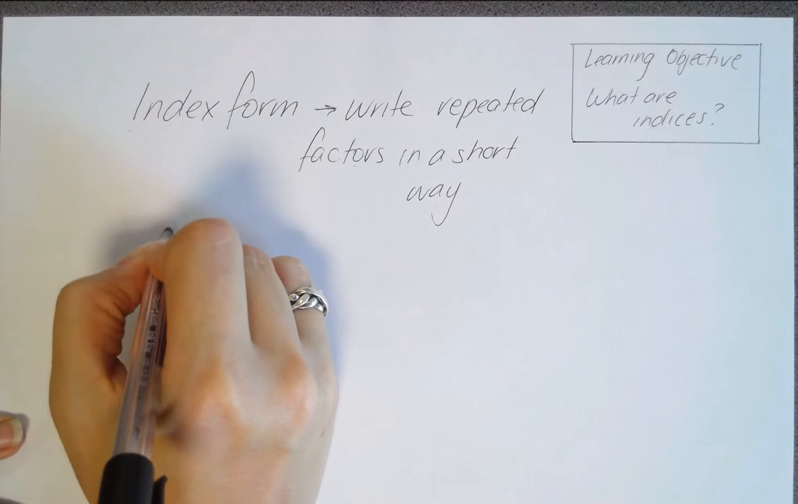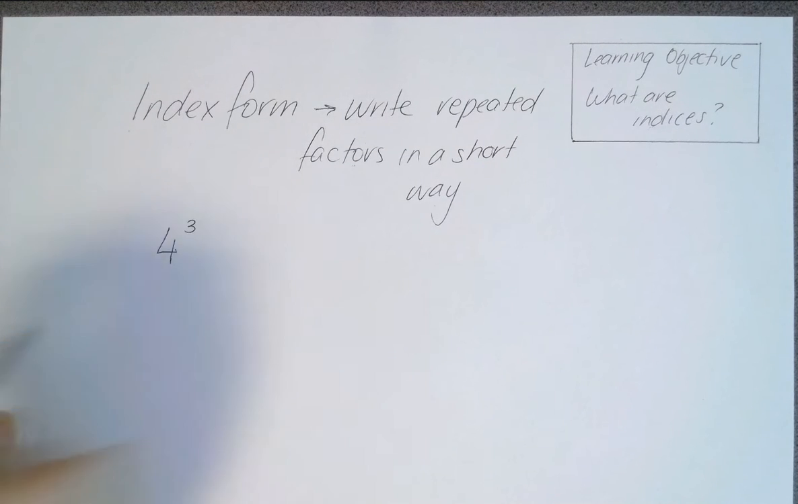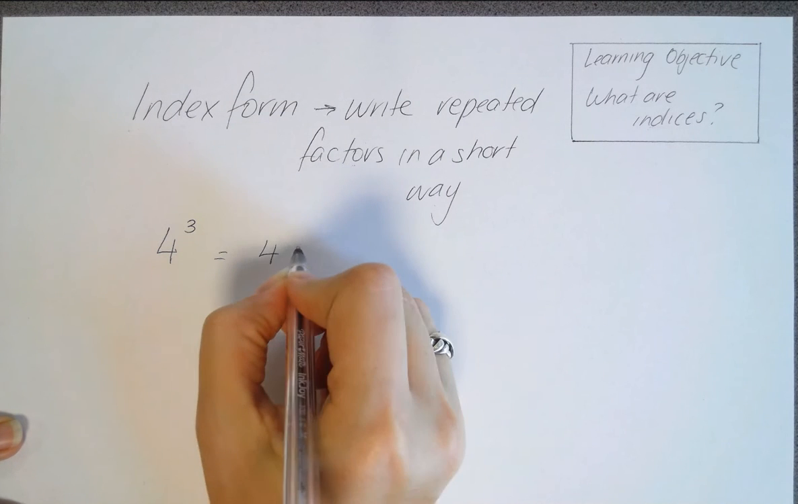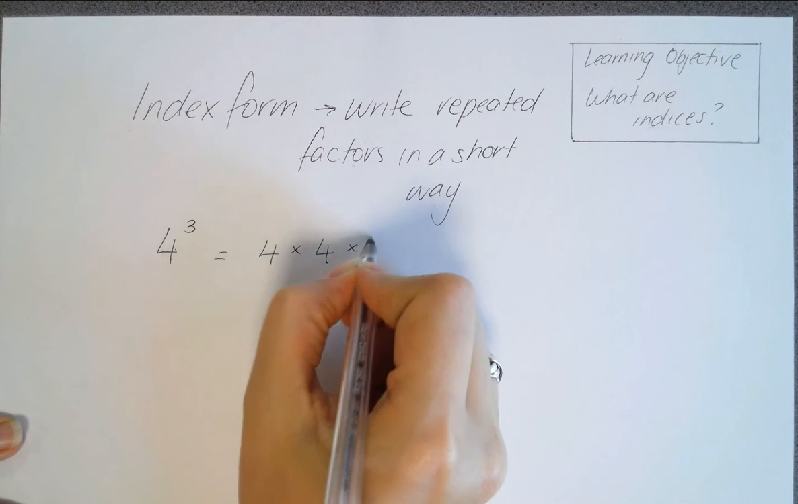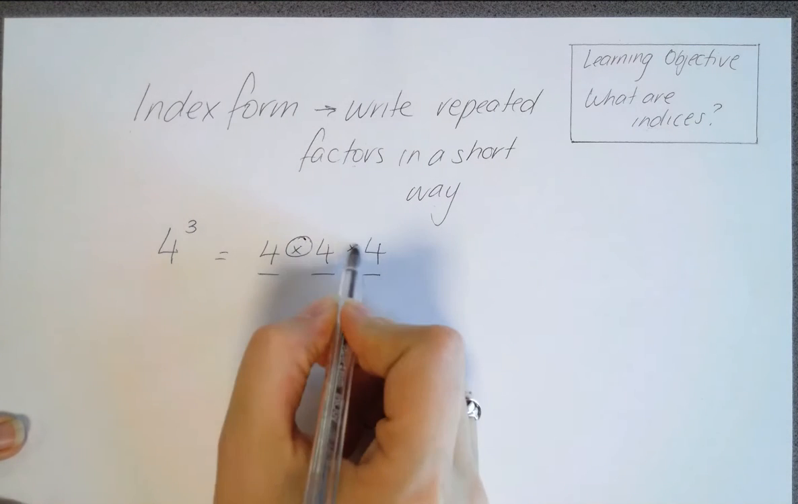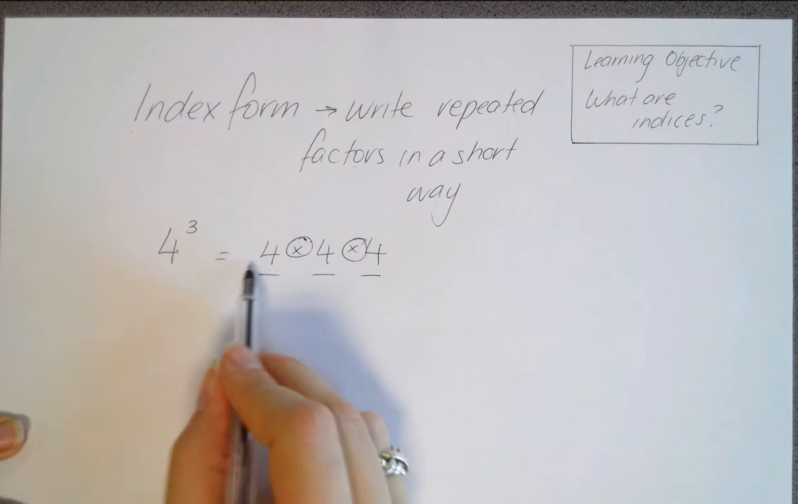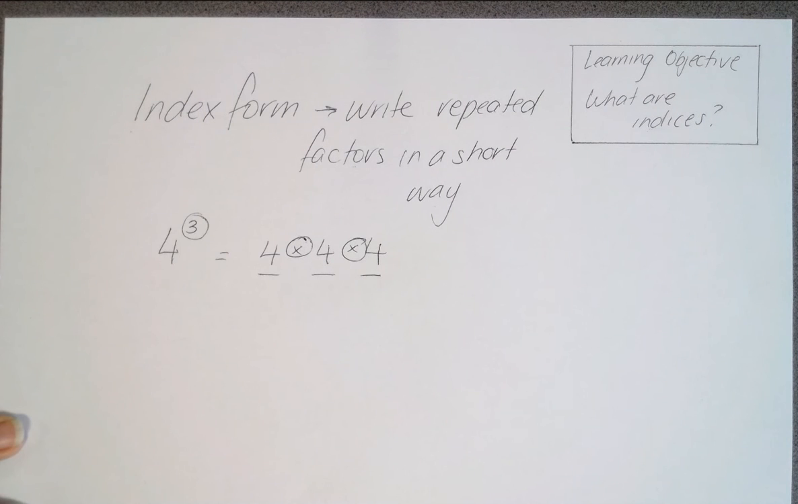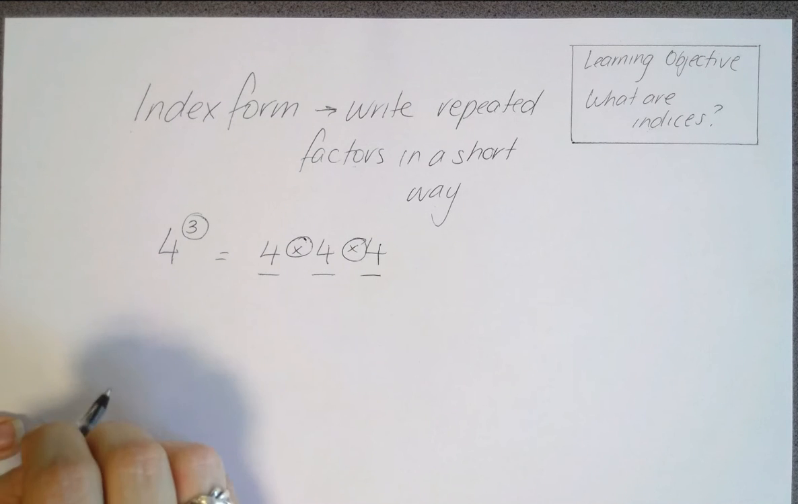For example, we could write 4 to the power of 3. And what that actually means is 4 multiplied by 4 multiplied by 4 again. So there are 1, 2, 3 of these 4s multiplied together. And because we have 3 4s, we make our power 3. So we can also say it is 4 to the power of 3.